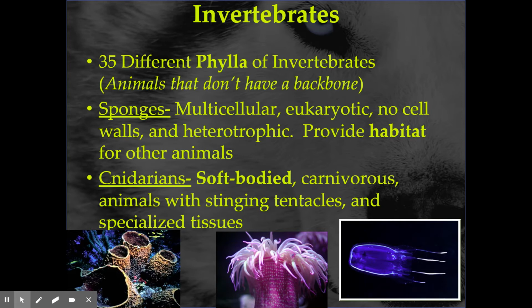Cnidarians, no C sound. That's a hard one. That's one of the reasons I have to go through the slide here, because you probably wouldn't pronounce it that way. Soft-bodied carnivorous animals with stinging tentacles, easy for me to say, and specialized tissues. So now we're talking about things that include, for instance, corals and other small organisms. The stinging tentacles are a big thing here. If you run into these, you really don't appreciate it. So corals, anemones, things like that.